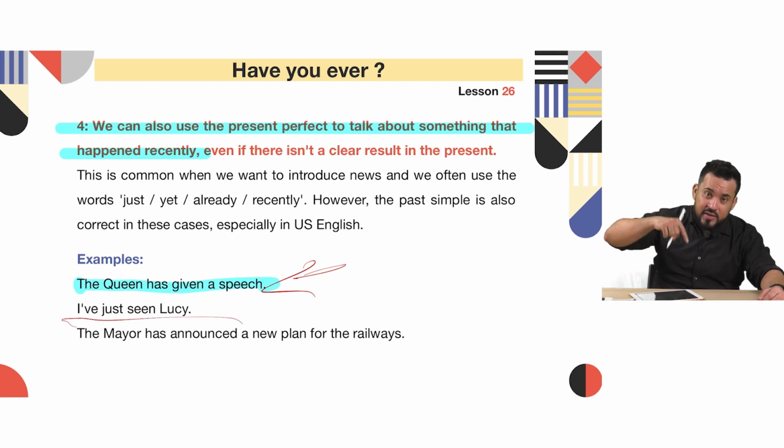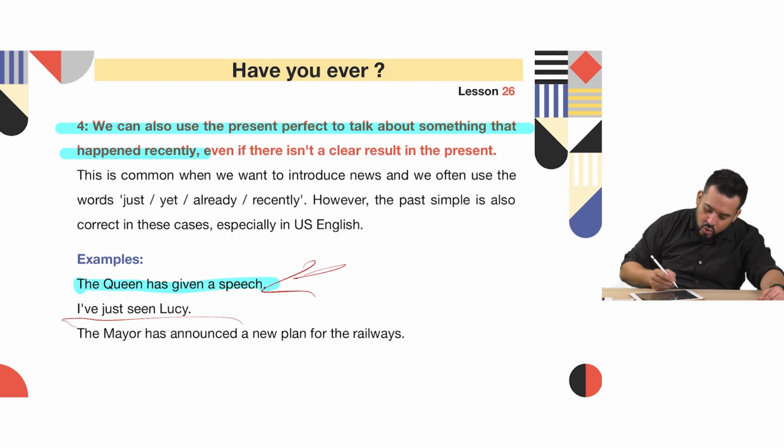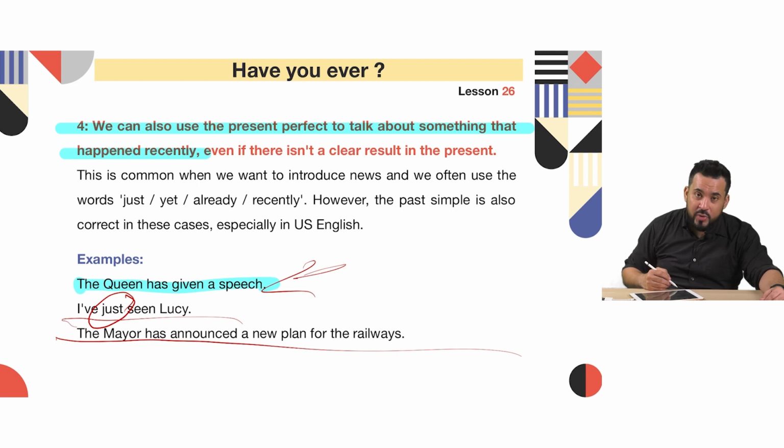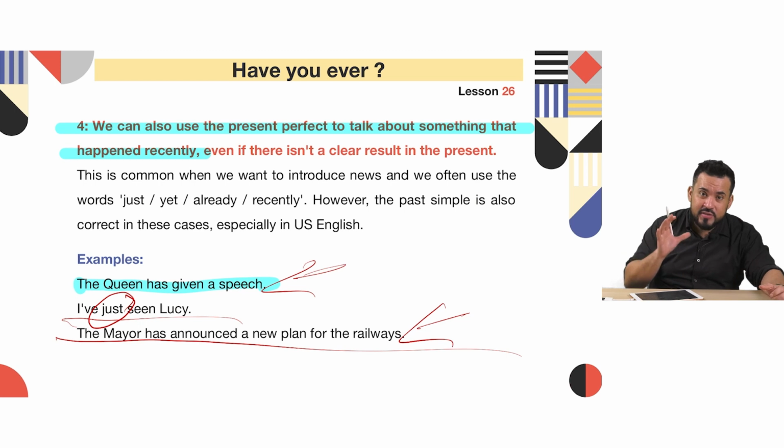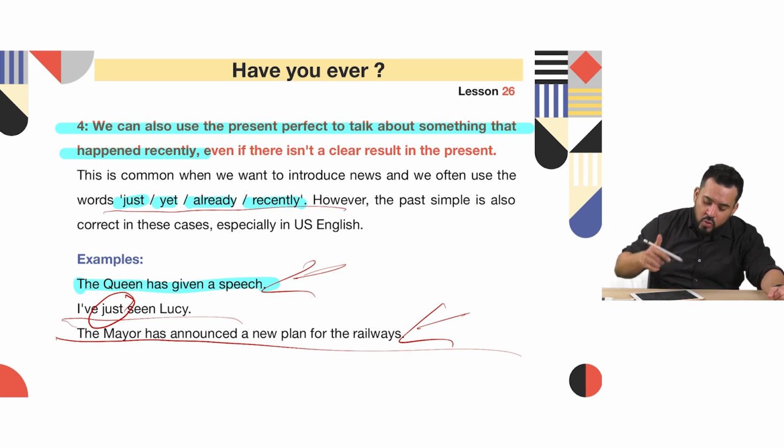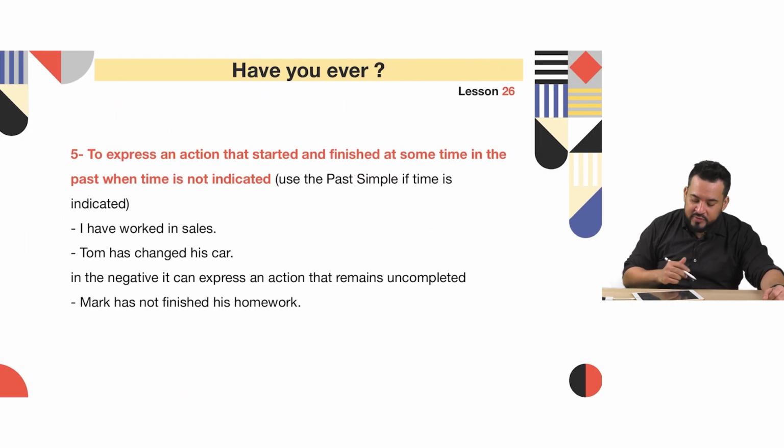Again, here we use the present perfect because of the signal word, which is just. The mayor has announced a new plan for the railways. Here, we use the present perfect because I don't know when the mayor has announced the plan. There is no time frame. So let's take a look at the signal words, and those are very important. Signal words are just, yet, already, recently. Okay, if you see any of those, that means it's present perfect. That is not it. There are more signal words that we're going to take during today's lesson.